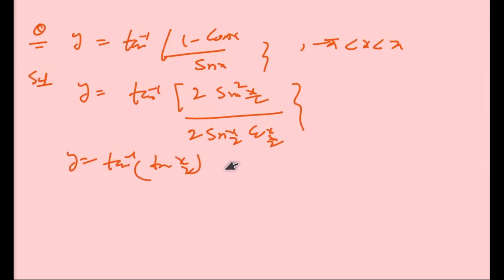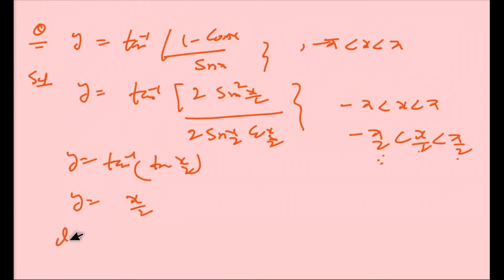Now we have to select the range. What is the range given here? Minus pi less than x less than pi. Dividing by 2, we get x by 2 here, and this is the proper range for tan inverse. So we can write directly x by 2. Now dy by dx equals 1 by 2, since the differential of x is 1. It is your required answer.